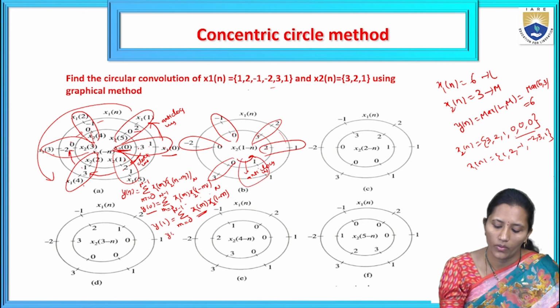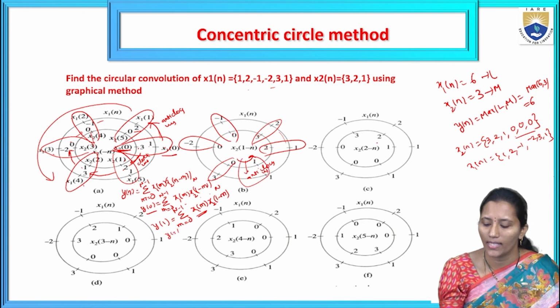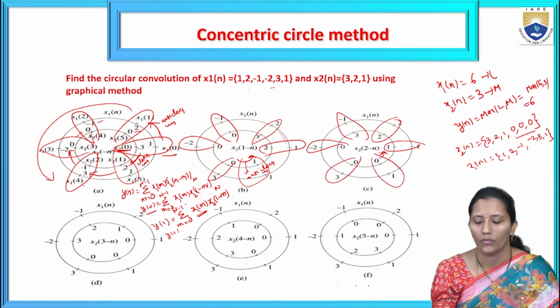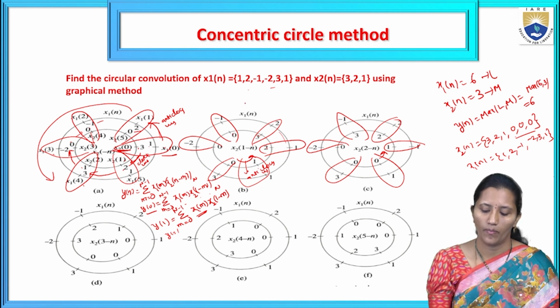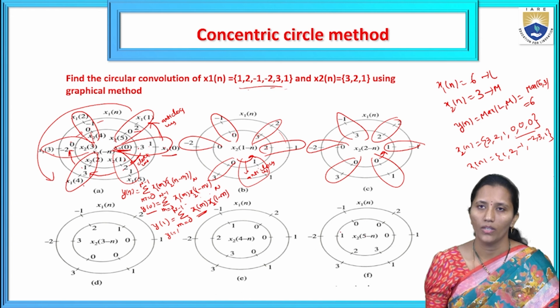For y of 2, x2 of 2 minus n. So here 2 units will be shifted in the anti-clockwise direction of your x of minus n here. So these corresponding values will be multiplied and added to get the y of 2. So here the maximum length we are getting is 6. So 6 times we have to shift the inner circle and multiply the corresponding values.